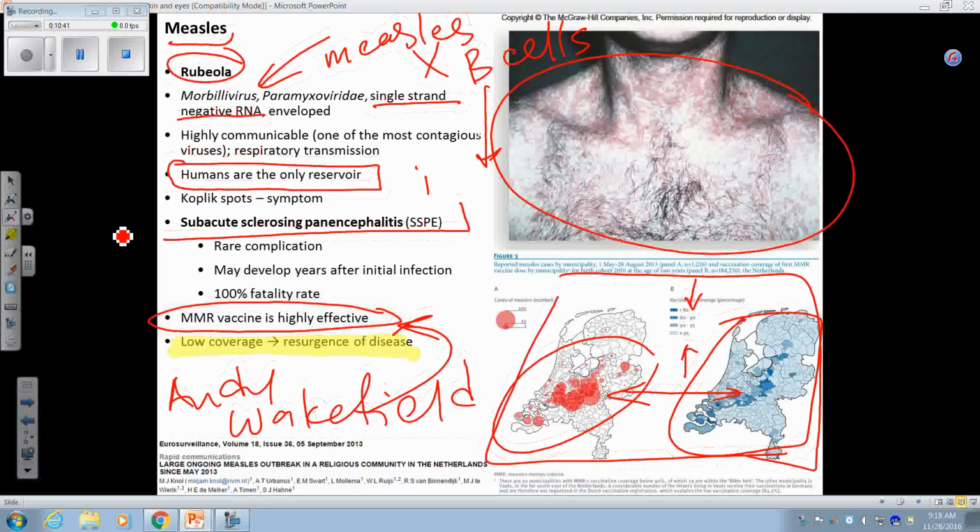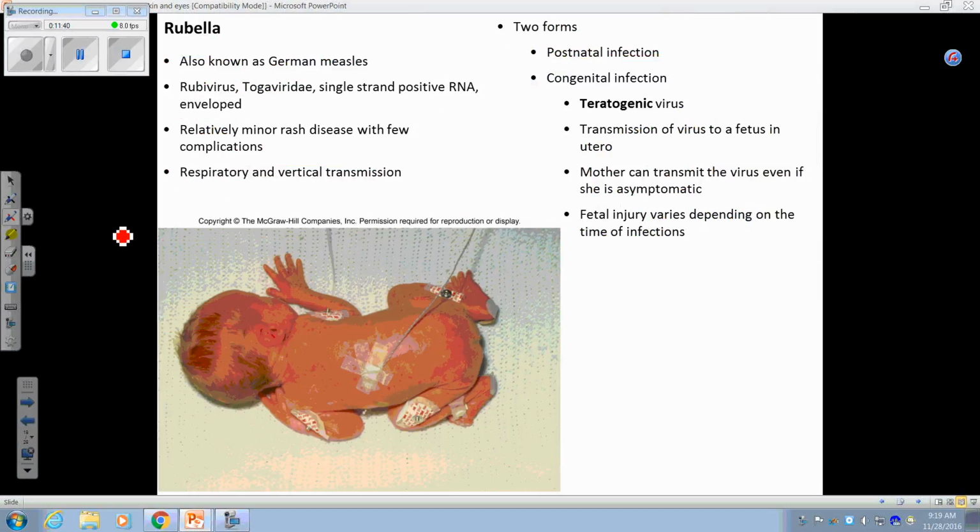So it turns out that measles vaccination does not only protect you against measles, it decreases your risk of developing a secondary infection after the measles, right? So it's much more important than we thought it is.